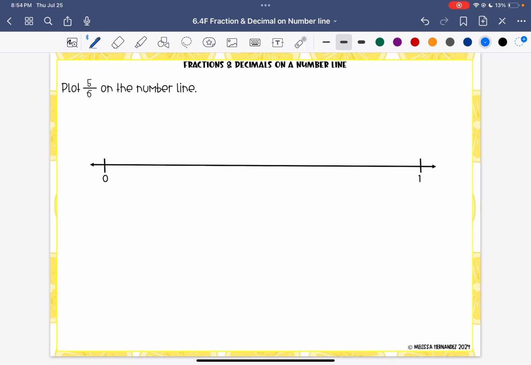Well, I think I'd start with thirds first. That splits it up into thirds, but I'm going to have to double that, and that would give me 6 total parts. What I mean is 1, 2, 3, 4, 5, 6. Now I want 5 out of 6. So that's going to be 1, 2, 3, 4, 5.